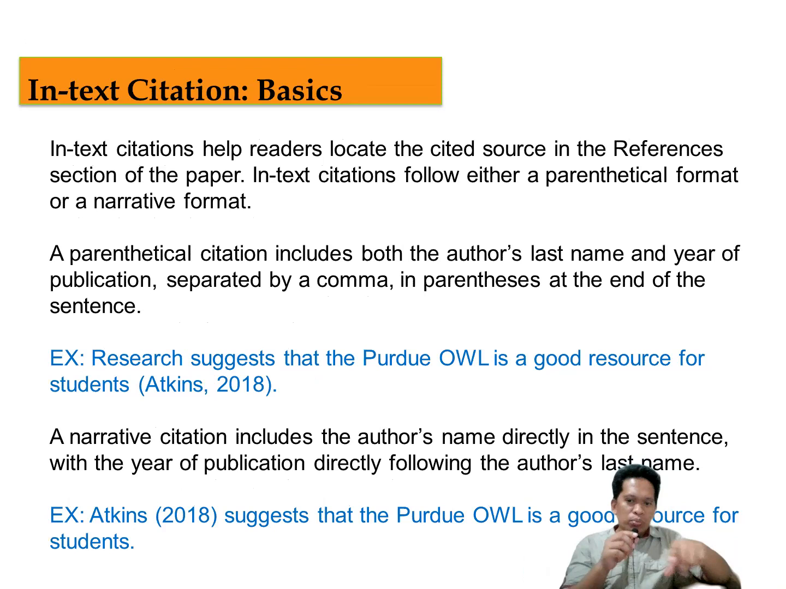Now, we have two examples here. The first is the parenthetical citation, which includes both the author's last name and year of publication separated by a comma in parentheses at the end of the sentence. For example, the one below, okay? Now, you have there Atkins in parentheses, Atkins, comma, 2018.